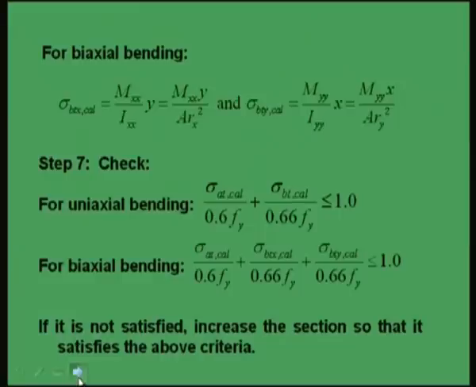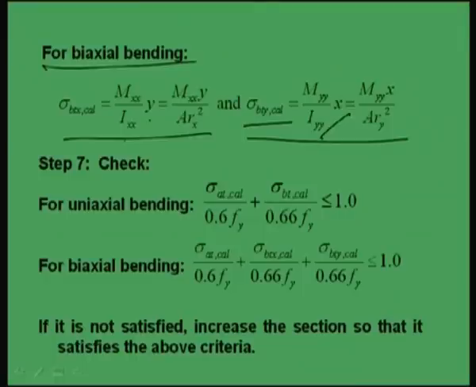And for biaxial bending we have to calculate two types of stresses, sigma BT x calculated and sigma BT y calculated. Sigma BT x will be Mxx by Ixx into y, and sigma BT y calculated will be Myy by Iyy into x. Now we have to check the following condition. This is one condition for uniaxial moment: sigma AT calculated by 0.6 Fy plus sigma BT calculated by 0.66 Fy, which should be less than or equal to 1, which we have discussed earlier.